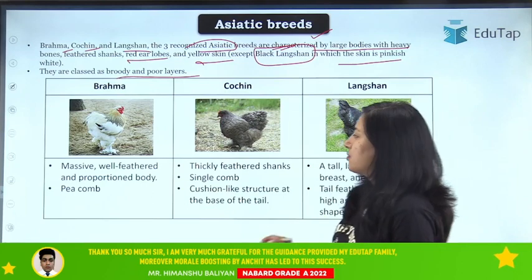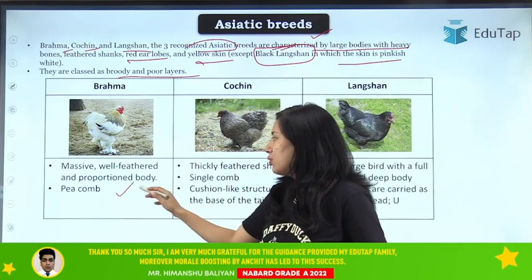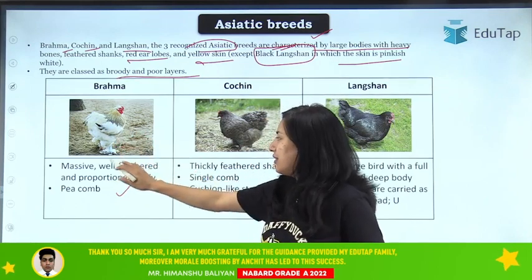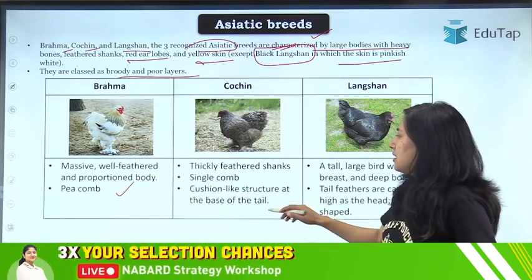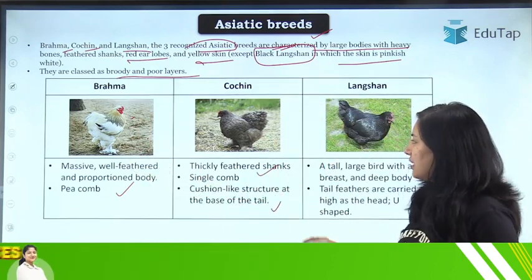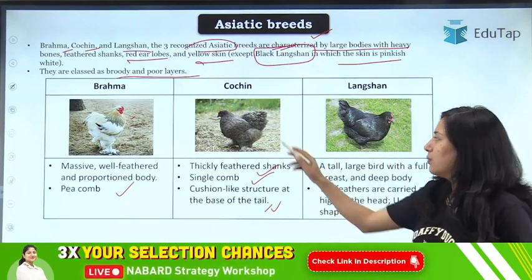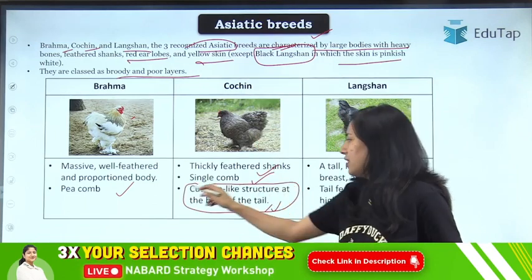And under Asiatic breeds, first is your Brahma, that is your massive, well feathered and proportionate body and pea comb. As you can see, they have feathers all over the body. They have a feathery body, and they have pea comb, right? Then for Cochin, they have thick feathered shanks, they have single comb and cushion-like structure at the base of the tail. So here you must remember for Cochin that they have cushion-like structure at the base of the tail.